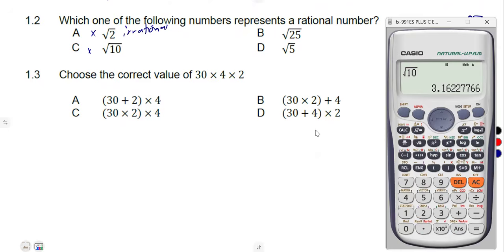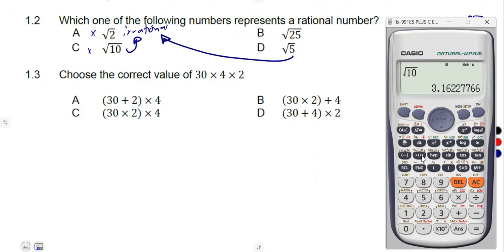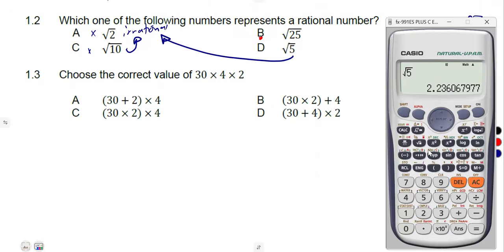An endless decimal again, which is an irrational number. Same as the square root of 5, an irrational number again. We cannot simplify this one. It is an irrational number. But if we consider the square root of 25, which is on B, it is a rational number because it gives us 5.